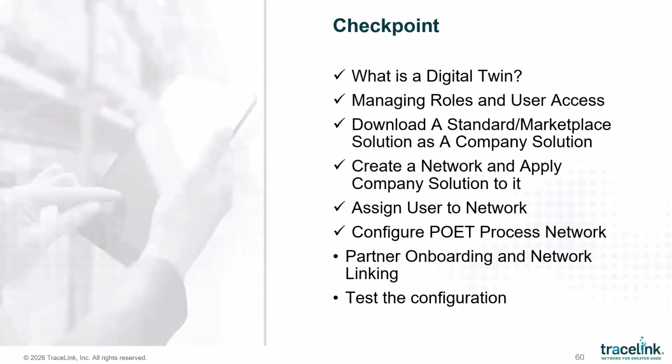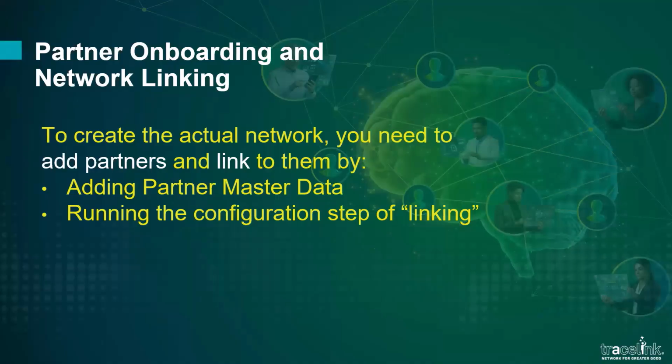Now on to partner onboarding and network linking. We created our process network in Poet, but to create the entities to use the network, you need to add partners and link to them. If you're familiar with our TTS serialization applications, the concept is exactly the same. You're linking to a partner through a multi-enterprise application to exchange data. The main difference is you exchange serialization and compliance data in TTS, and you're exchanging business and supply chain data through Poet.